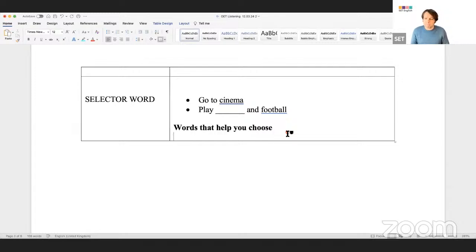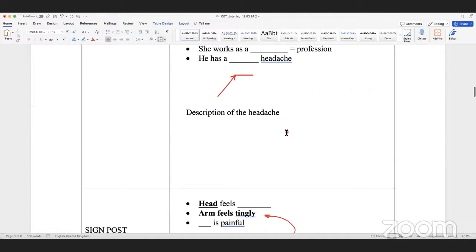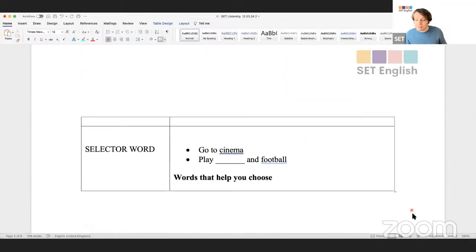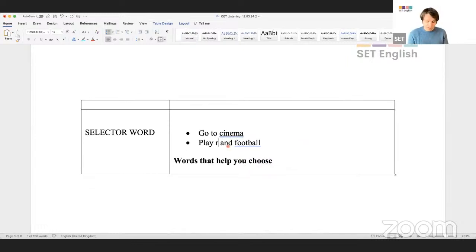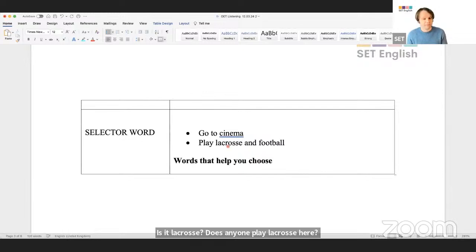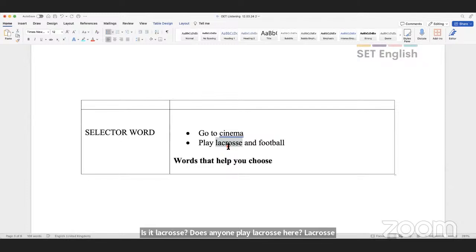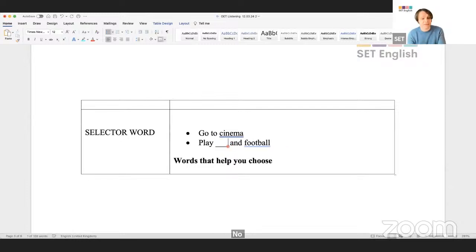What's the answer? Cricket. Cricket, rugby, or football? It's a silly game, because you don't know. Is it cricket? Is it rugby? Is it lacrosse? Does anyone play lacrosse here? Anyone ever played that sport? No. Me neither. Okay, so there are 3 possible answers.